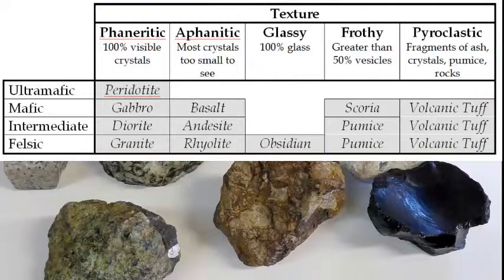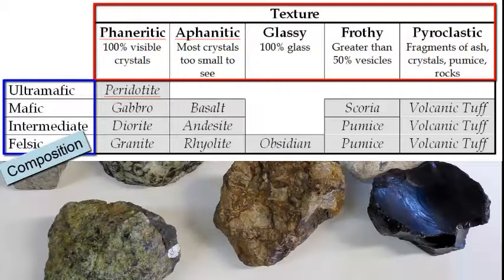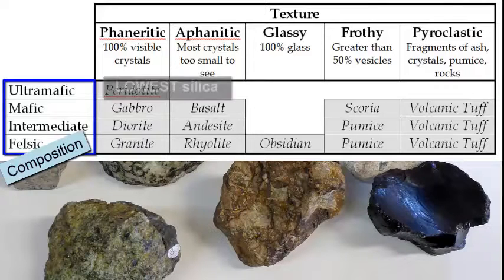Going back to the rock ID table, we see that each of these 5 textures can be further divided by composition, and based on these 2 traits leads us to the name of the rock. Compositions are broken up for the simplified rock chart into 4 main types based on their silica content.